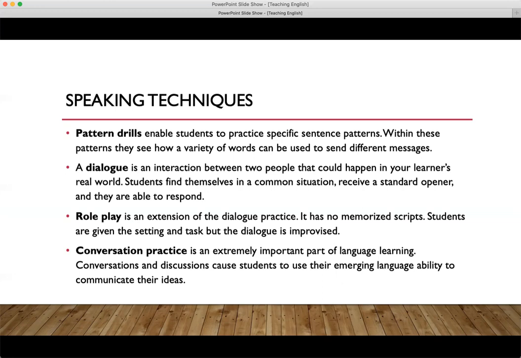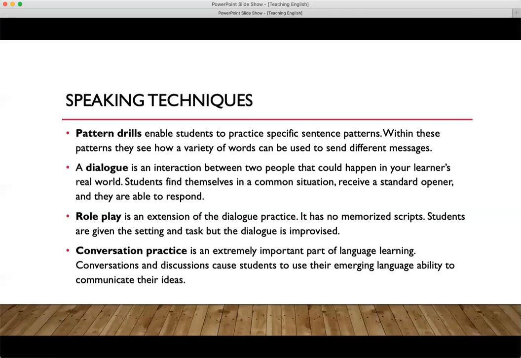Role play is an extension of the dialogue practice. It has no memorized scripts. Students are given the setting and a task, but the dialogue is improvised, such as going to the cafe and ordering a coffee. The goal in role playing is to successfully communicate. If this is accomplished, then the role play has been successful. Role playing is usually incorporated into broader lessons with specific communication goals.